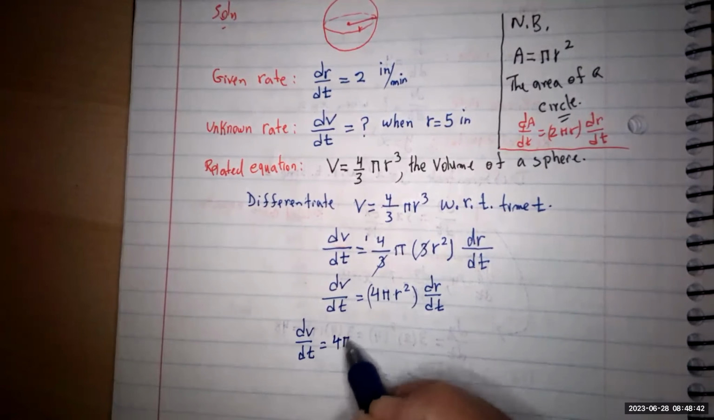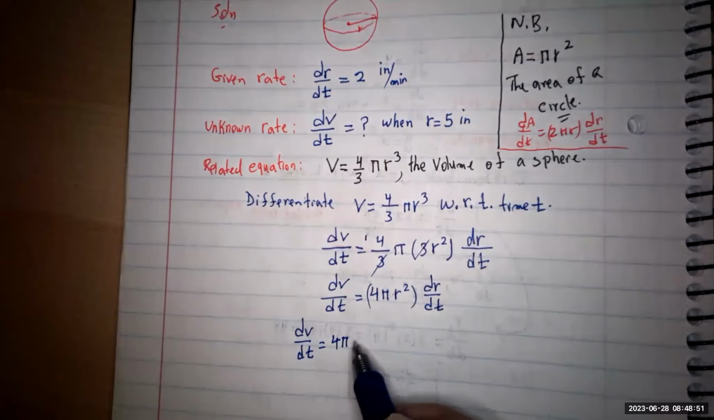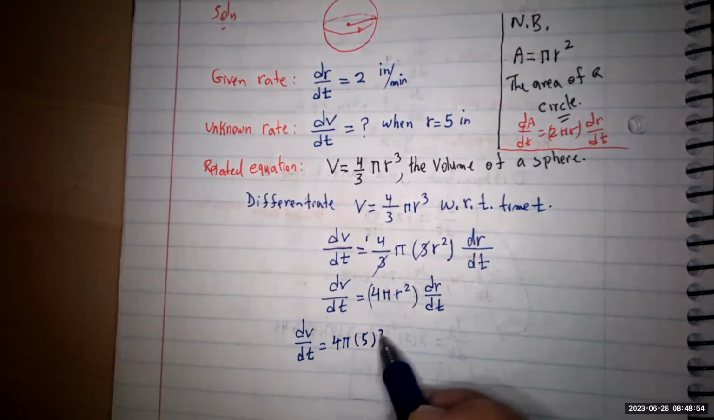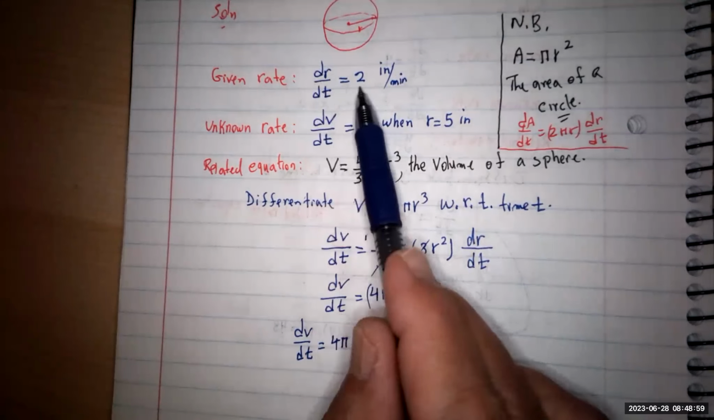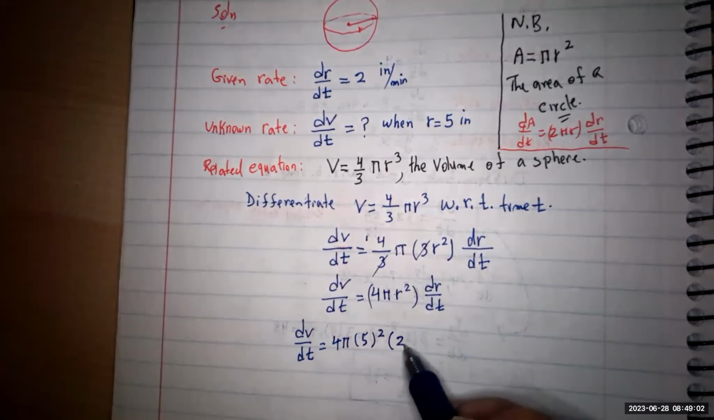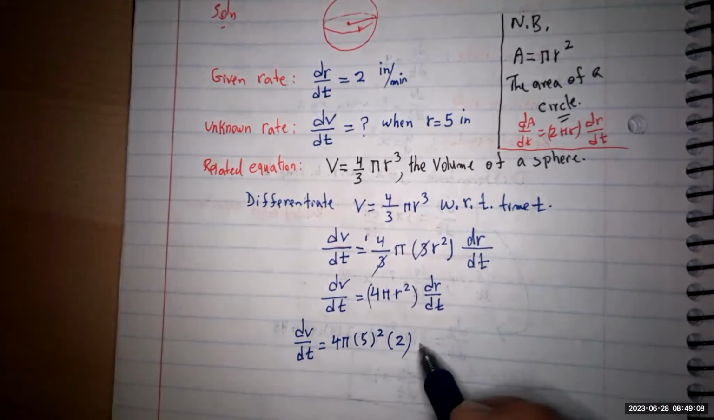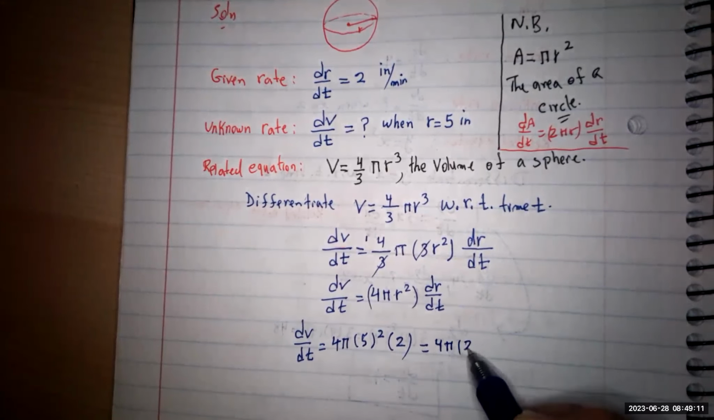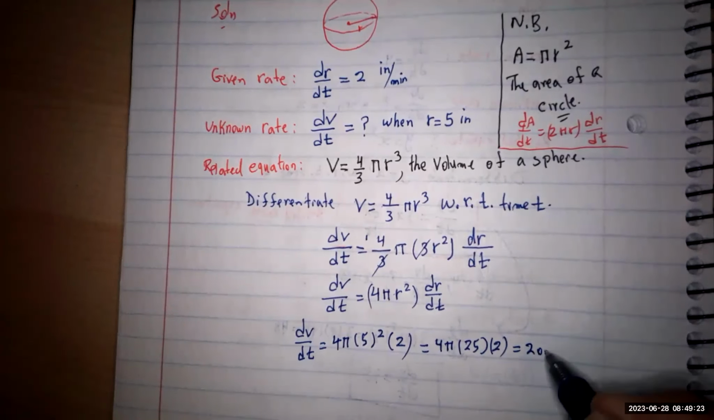We keep everything in terms of pi, of course. r squared, r is 5, so that gives you 5 squared, times the rate of r. dr/dt is equal to 2, so times 2. Make sure you don't make any mistake. You do the power first, it's going to be 25. So that gives you 4 pi times 25 times 2. 2 times 25 would be 50. 50 times 4 would be 200. So it's going to be 200 pi.